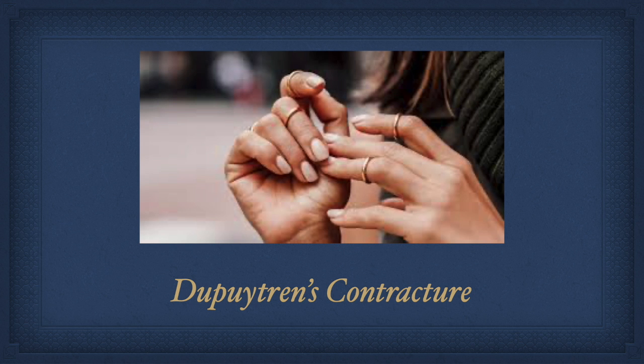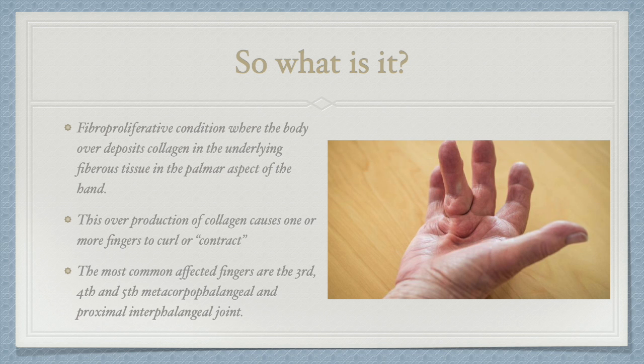Dupuytren's Contracture. But what is it? It is defined as a fibroproliferative condition where the body overdeposits collagen in the underlying fibrous tissue in the palmar aspect of the hand. Now, this overproduction of collagen causes one or more fingers to curl or contract. The most commonly affected are the third, fourth, and fifth metacarpophalangeal and proximal interphalangeal joints.